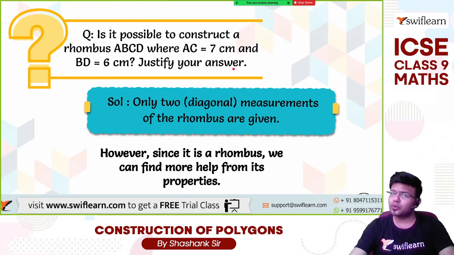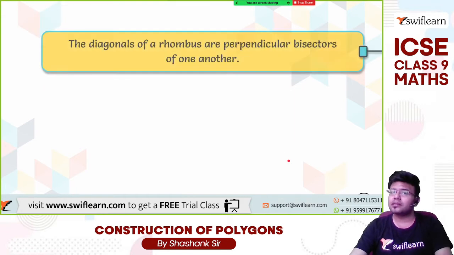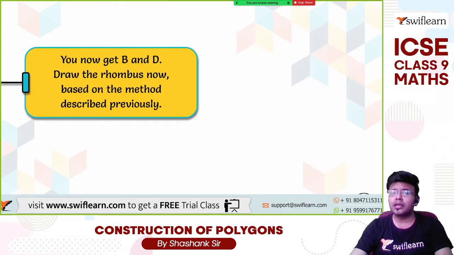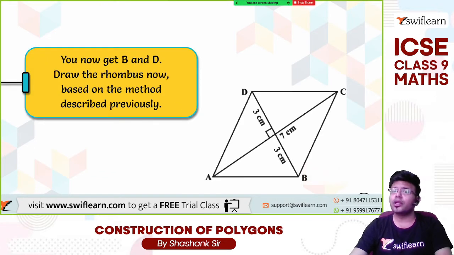Is it possible to construct a rhombus thus when AC is 7 and BD is 6? Yes. Since the properties we know, diagonals bisect each other and are perpendicular to each other, what you need to do is first draw this AC as 7 centimeter. Now bisect this AC. Draw a perpendicular bisector. At the point of intersection, you draw two arcs.